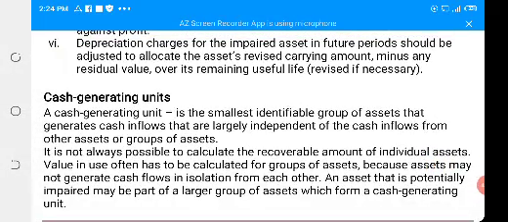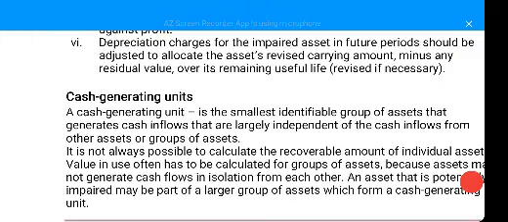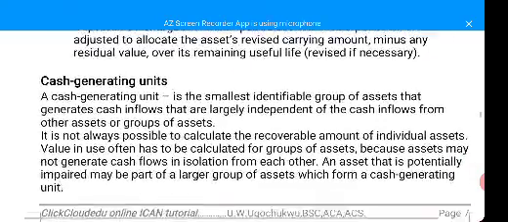Now let's look at what we call cash generating unit. A cash generating unit is the smallest identifiable group of assets that generate cash inflows that are largely independent of the cash inflows from other assets or group of assets. As I explained earlier, this cash generating unit is a group of assets that generate their own inflows separately from the total group of assets of that entity.